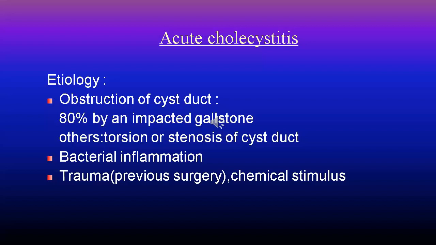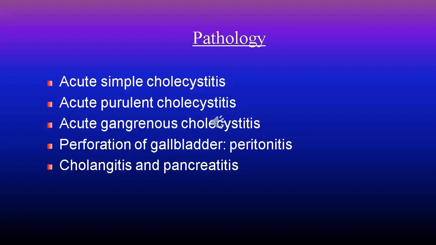So let us say again, the etiology of acute cholecystitis is mainly obstruction of the cystic duct due to an impacted stone or stenosis or torsion of the cystic duct. Bacterial infection, sometimes trauma, and chemical stimulus lead to acute cholecystitis. So the patient may come in many conditions: acute simple cholecystitis, acute virulent cholecystitis, acute gangrenous cholecystitis, or complicated gallbladder, which leads to perforation of the gallbladder. And the most dreadful complications are cholangitis and pancreatitis.